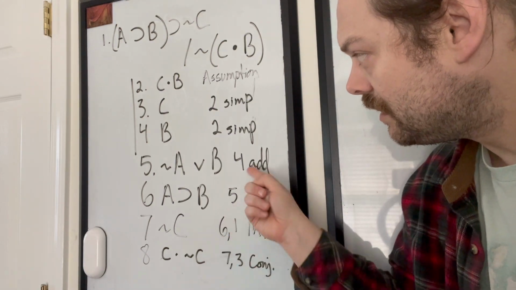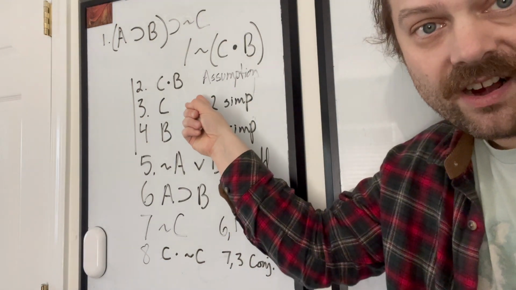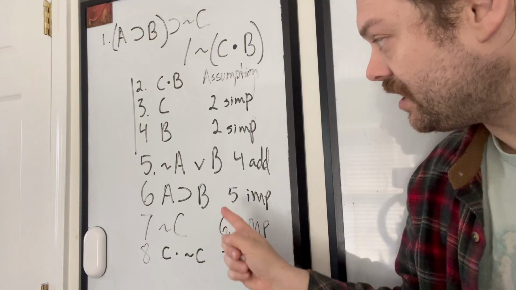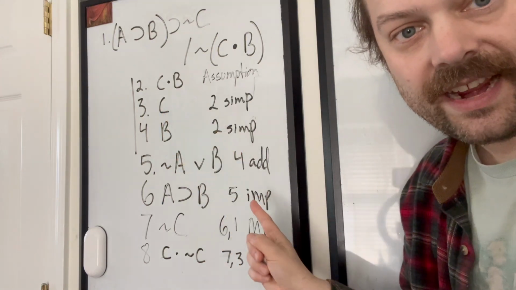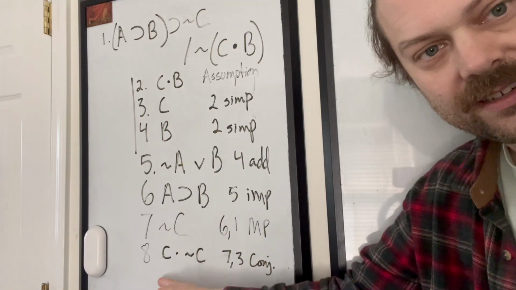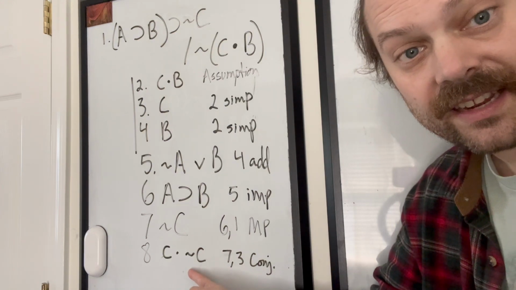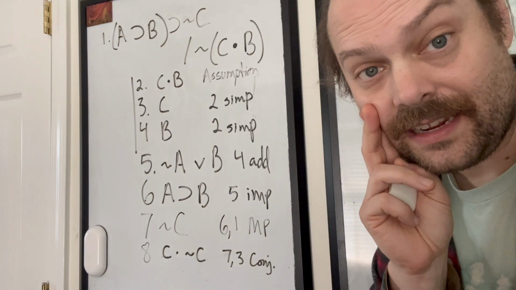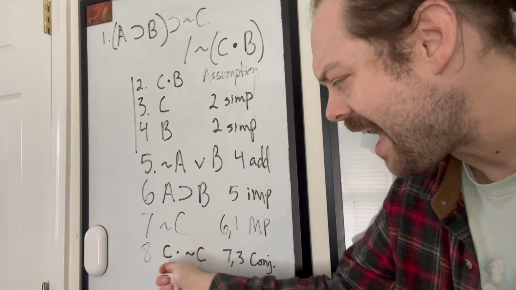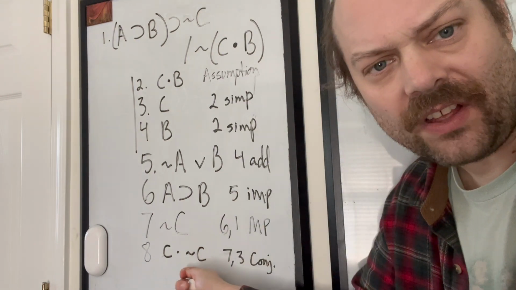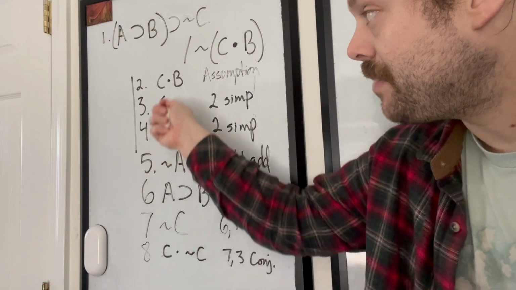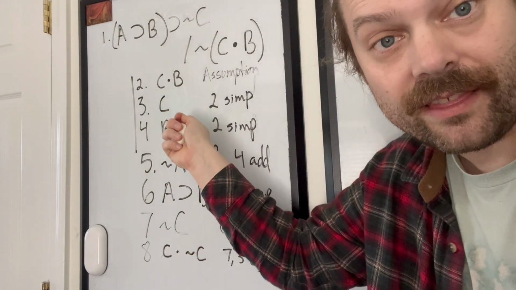But notice, a few lines up, we already have C. So I'm just going to do conjunction 3 and 7 to get C and not C. C and not C is a contradiction. It has to be false. How do we get this falsehood? It must be the assumption we started with.